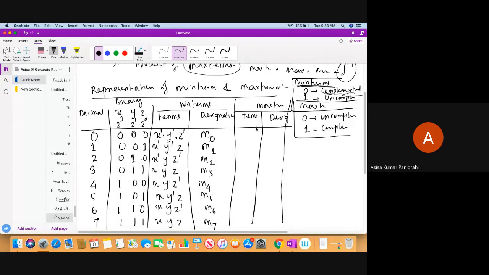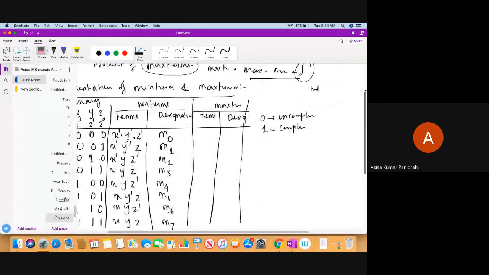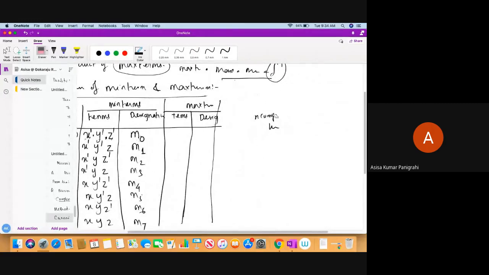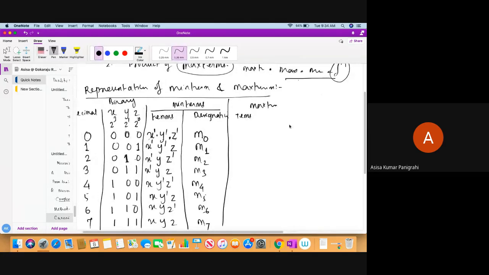Similarly, for the max terms, what I have to do is this. It is a little bit tough to see, so I am erasing it here so that it will be easier. What I am going to do is very simple, nothing else. For the max terms, these are the terms and the designation.